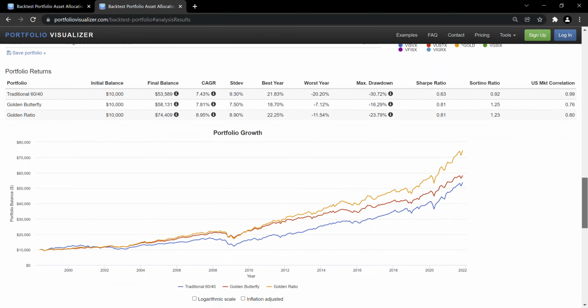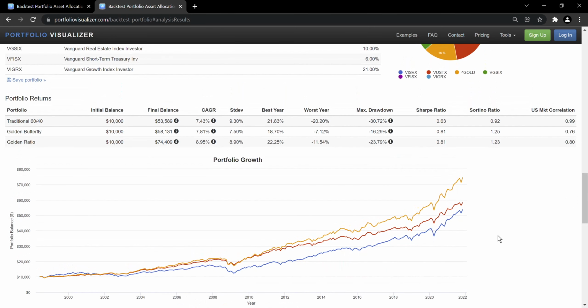And the 60-40 is the blue one, the Golden Butterfly is the red one, and the golden ratio is the orange one. So you can see that both of the risk parity style portfolios did much better in performance here by all metrics, really. And you can compare them here as well. You see what the final balances are. The golden ratio is much larger than the other two, but the Golden Butterfly is better than the 60-40, and it's more conservative. You see it's got a lower standard deviation than the 60-40.